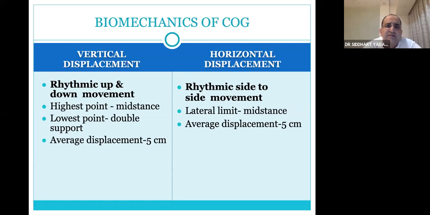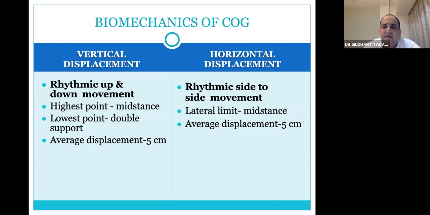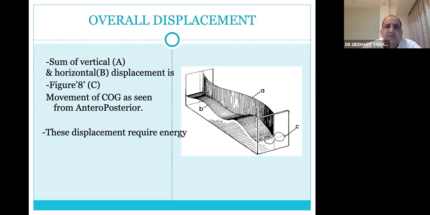In a normal person, the vertical displacement happens in a rhythmic way. The highest point of the center of gravity is mid-stance, around 5 centimeter. And in horizontal displacement, there is a lateral limit in mid-stance. Average displacement is 5 centimeter. So in a normal person, the center of gravity moves up and down vertically and horizontally 5 centimeter. And when we see from behind, it's a figure of 8 displacement.